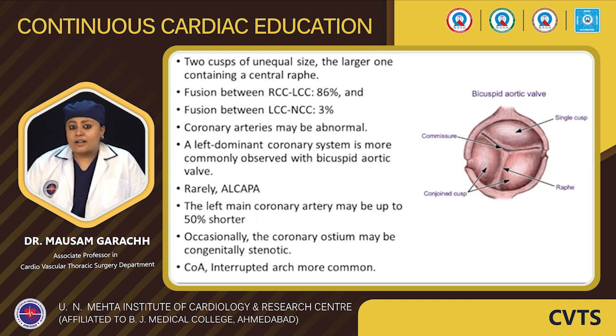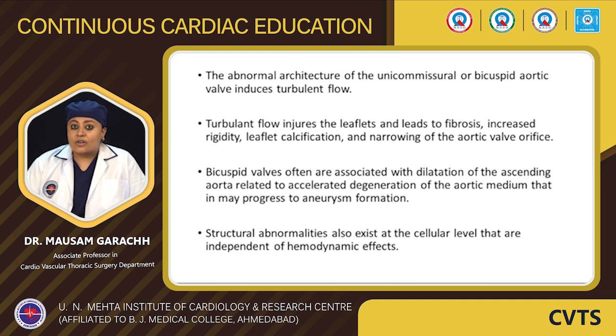The left main coronary artery may be up to 50% shorter. Occasionally, the coronary ostium may be congenitally stenotic. It can be associated with coarctation of the aorta and interrupted aortic arch. The abnormal architecture of the unicommissural or bicuspid aortic valve induces turbulent flow. The turbulent flow injures the leaflets and leads to fibrosis, increased rigidity, leaflet calcification, and narrowing of the aortic valve orifice. Bicuspid valves are often associated with dilatation of the ascending aorta, related to accelerated degeneration of the aortic media, which may progress to aneurysm formation.